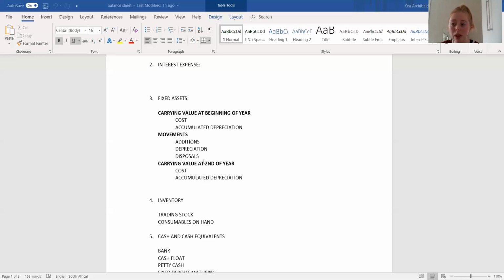the disposal. But an easier way to work it out would be to just do your carrying value at the beginning, add or minus your total movements, and get a carrying value at the end of the year. And then work backwards to get accumulated depreciation from your cost and from your carrying value. You would say your cost minus your carrying value would give you your accumulated depreciation.